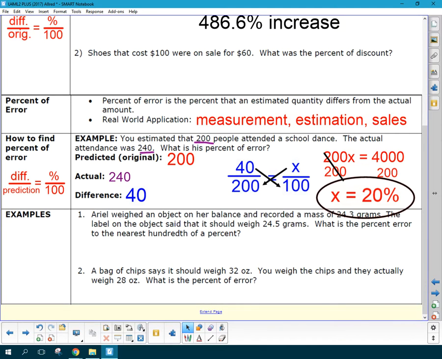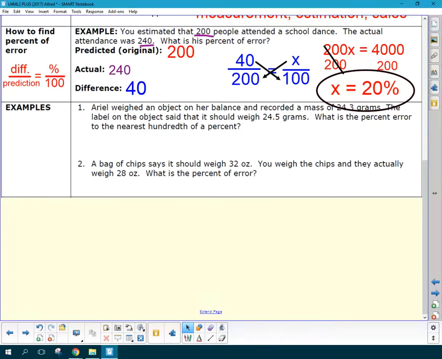Excellent job trying to find the percent of error, working through that example with me. Edpuzzle is going to ask you to read number 1, and then it's going to ask you to try to solve number 1.